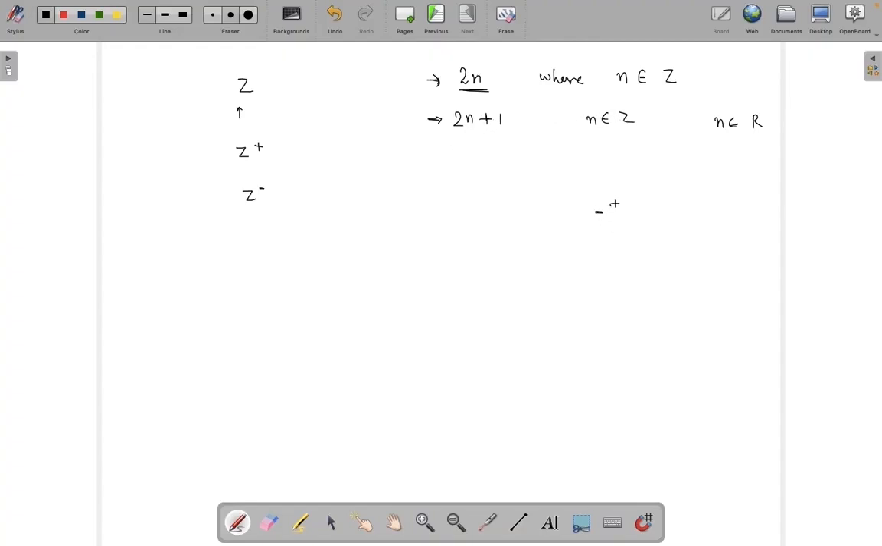So is minus 2 an even or an odd number? It is an even number, because it is still divisible by 2. The quotient is minus 1 there.